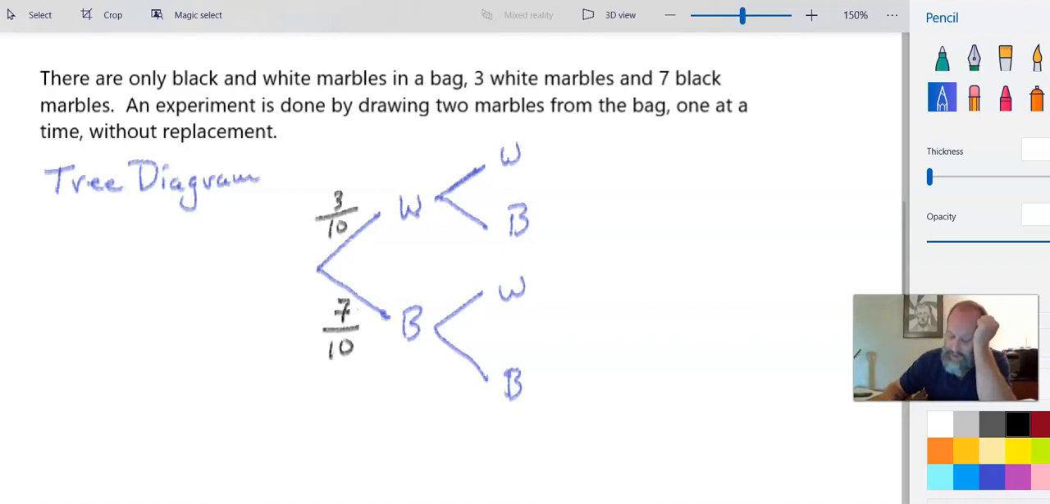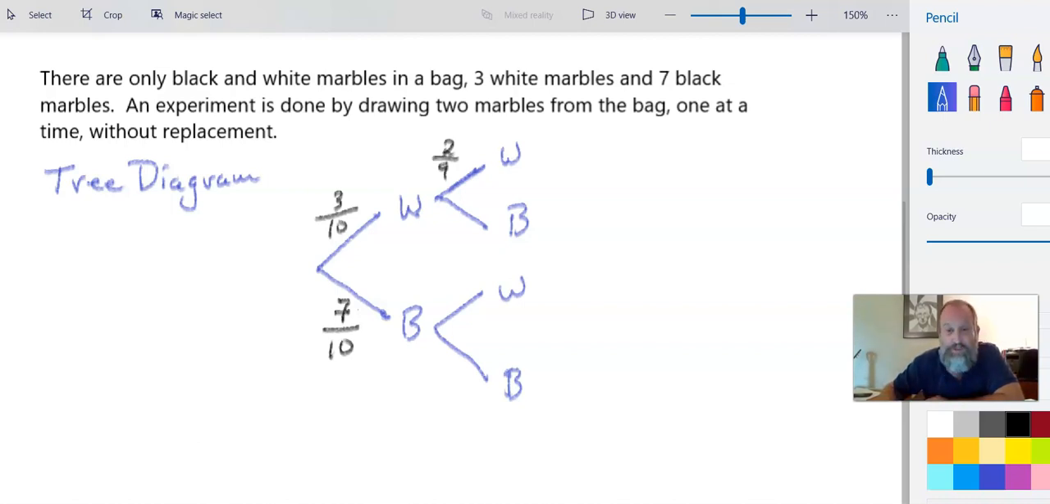Now, if I draw a white marble on the first draw, we're not even looking at the bottom part of this right now. Let's assume that we have already drawn a single white marble out of the bag. Since this is without replacement, it stays out of the bag for the second set of choices. So the probability of getting a white marble on the second draw: there are 2 white marbles now and 9 marbles total in the bag. So that's 2/9 for that choice.